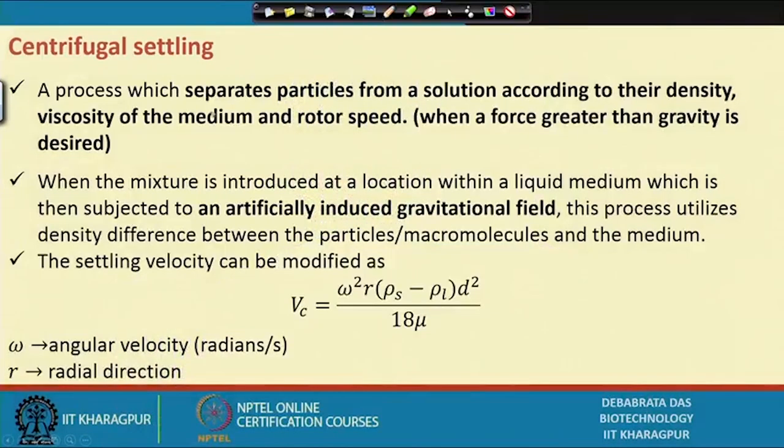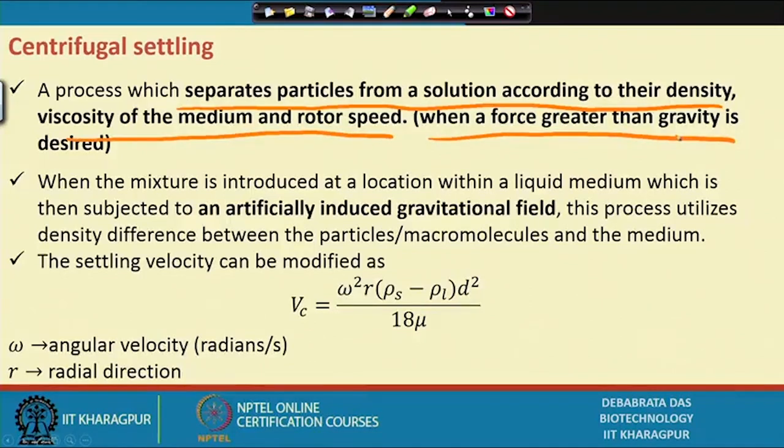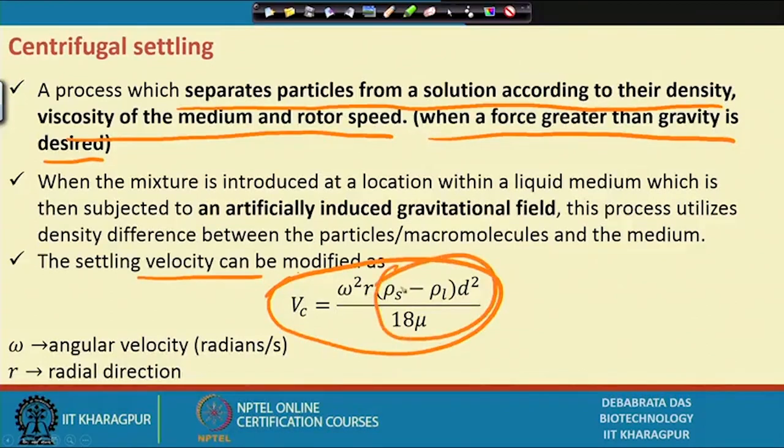Now, the process is the separation of the particles in solution according to the density and viscosity of the media and rotor speed, and a force greater than gravity is desired. Here we can say that the settling velocity is defined as d c equal to omega square r rho s. You find this portion is the same as our settling velocity, only the gravitational force is replaced, g is replaced by omega square r.